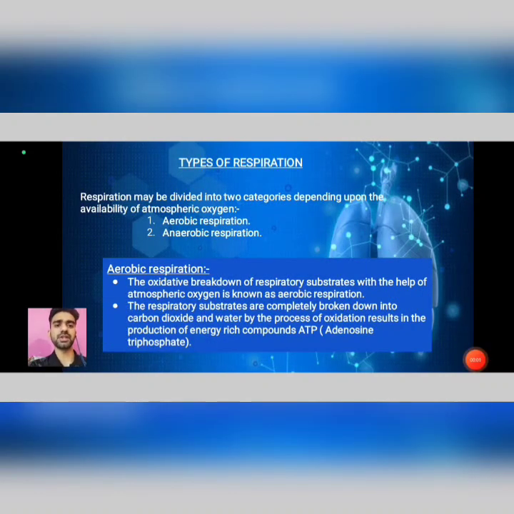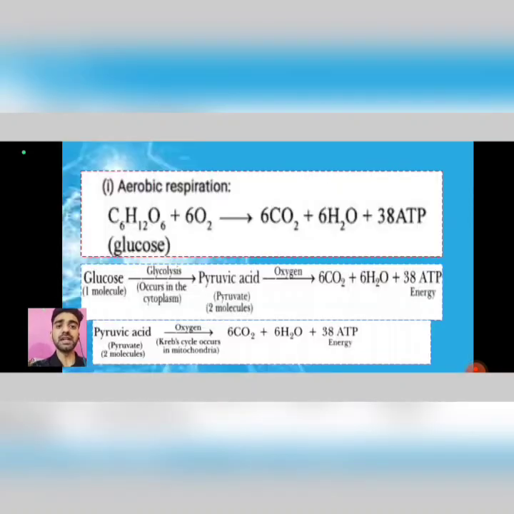In aerobic respiration, the oxidative breakdown of respiratory substrates takes place in the presence of oxygen, right? This process is known as aerobic respiration. In this case there is a complete breakdown of the pyruvic acid into carbon dioxide, water and 38 molecules of ATP, which is the energy currency of the cell, right? You can see from here the equation that I have mentioned.